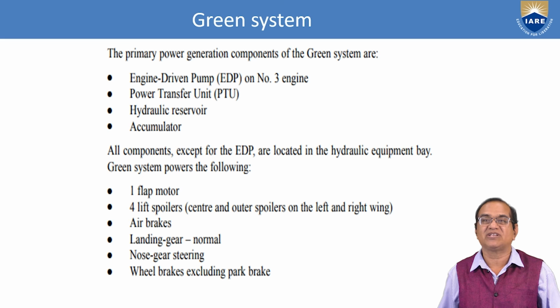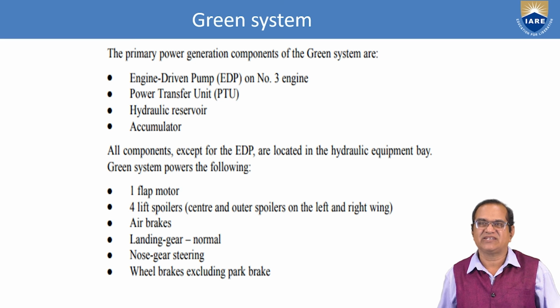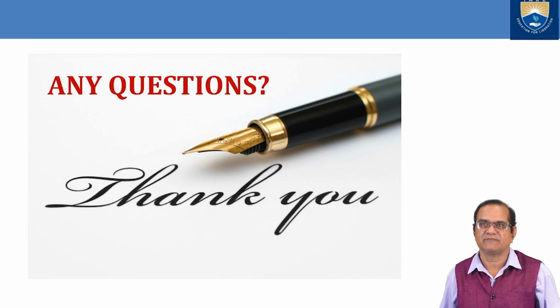The green system powers the following. Flap motor, 4 lift spoilers, air brakes, landing gear normal, nose gear steering, wheel brakes excluding parking brake. These are the systems operated by the green system.